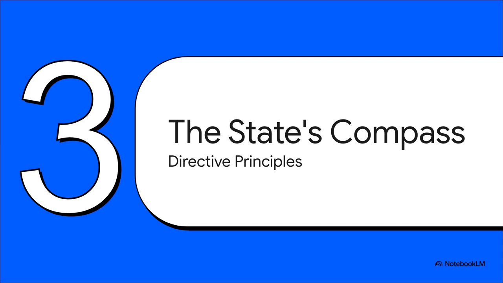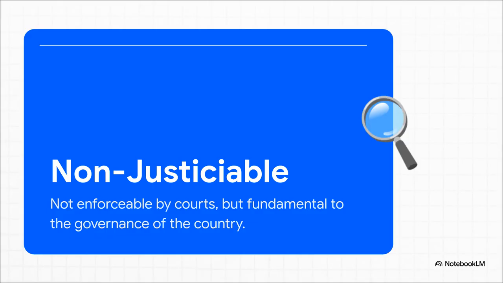Now let's turn to the state's moral compass, the directive principles of state policy. These are the big aspirational goals that create a vision for the entire nation. But here's the key difference. Unlike your shield, this compass is non-justiciable. You can't actually sue the government for not achieving one of these goals. A better way to think about it is as the government's constitutional to-do list. It's a set of instructions for building a fair and just society.